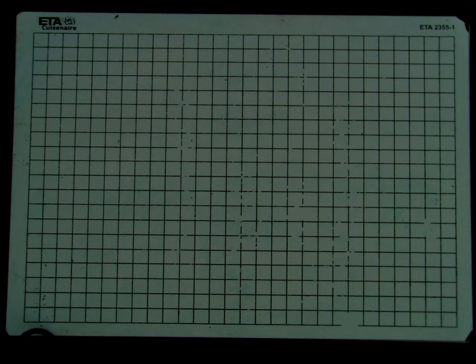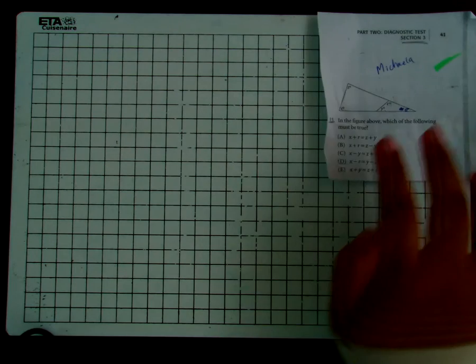And I will be explaining section 3, problem 13. So the question says, in the figure above, which of the following must be true? And we are given a figure and a list of equations. So, to begin with, let's draw this figure.